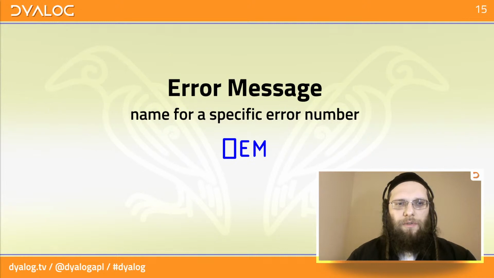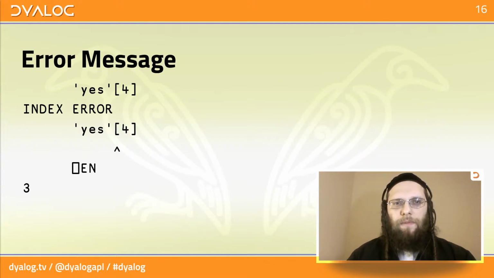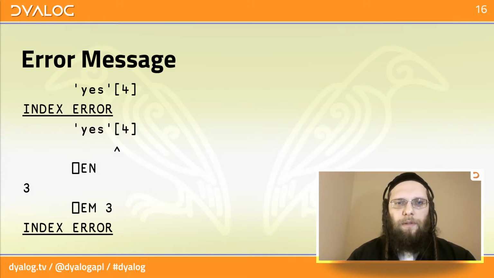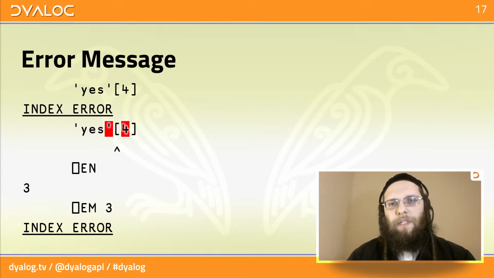Right, it's kind of hard to remember those and deal with those. So for humans, we have something called an error message, and we have a system function, quad_em, error message, which can take an error number and report back what the corresponding error message is. So going back to our example, after we get this quad_en, which returns 3, we now apply quad_em to that 3, and that gives us index error, which is a normal character vector. And that index error, of course, matches the text that the APL showed us when we first hit the error. And it's called an index error because the error happened when we were indexing.